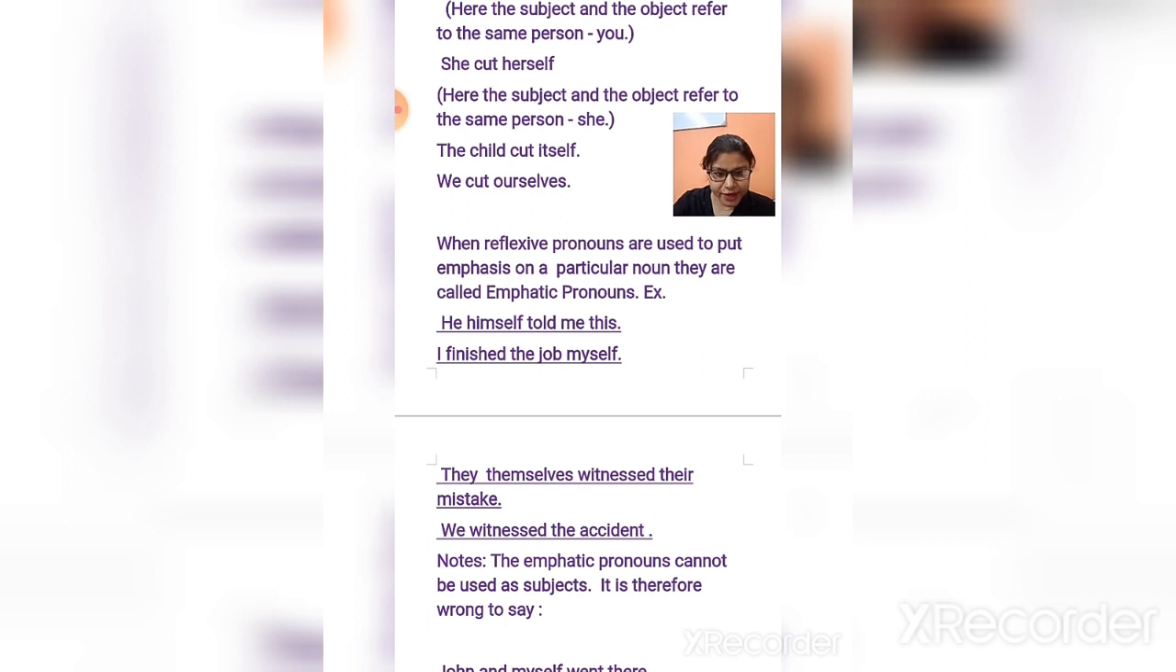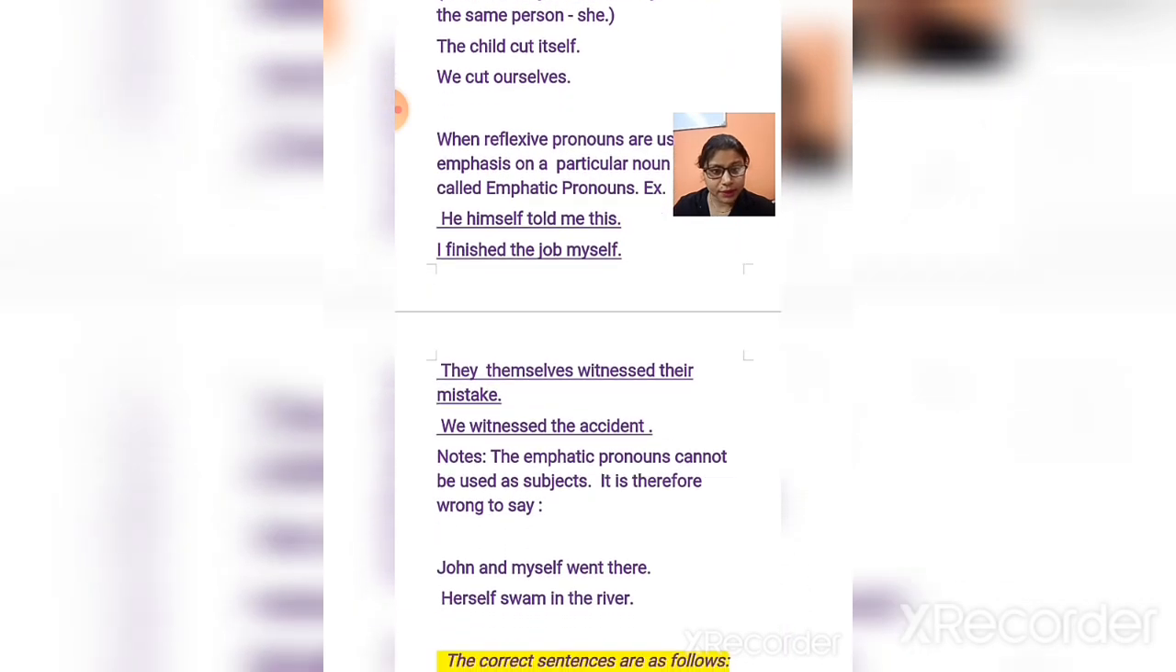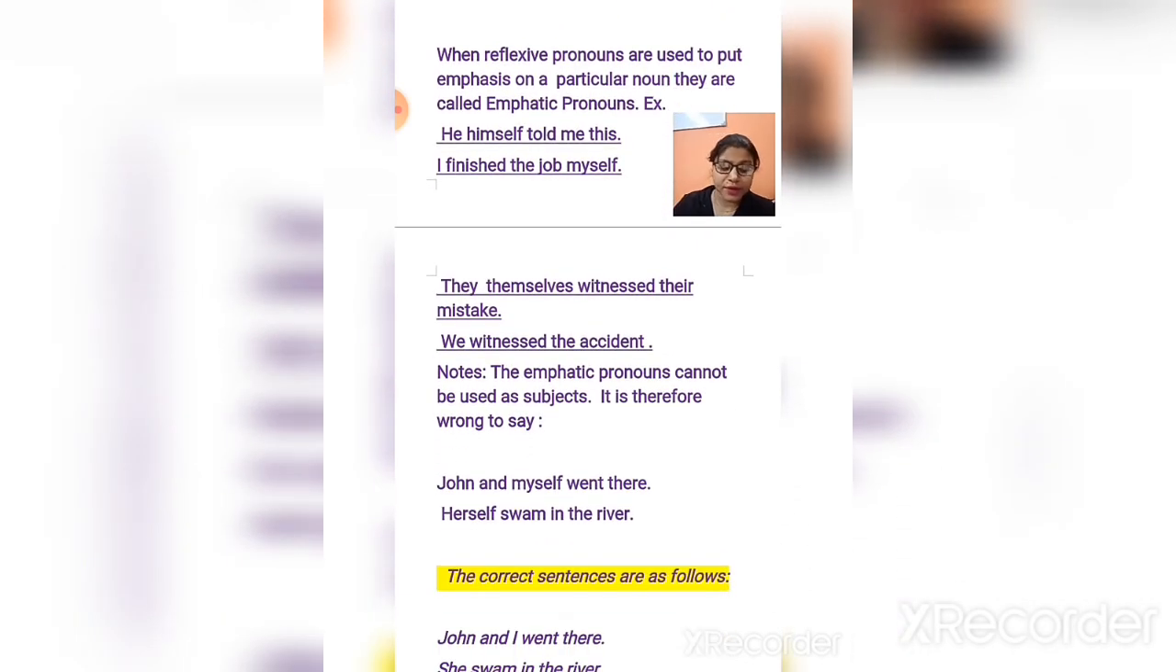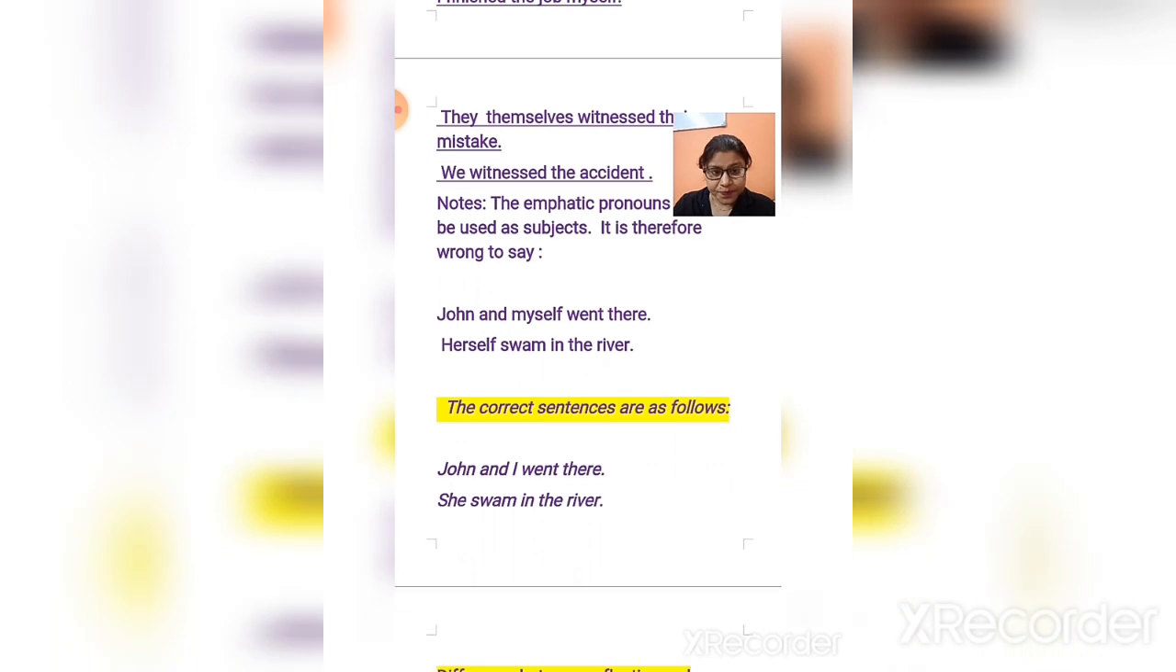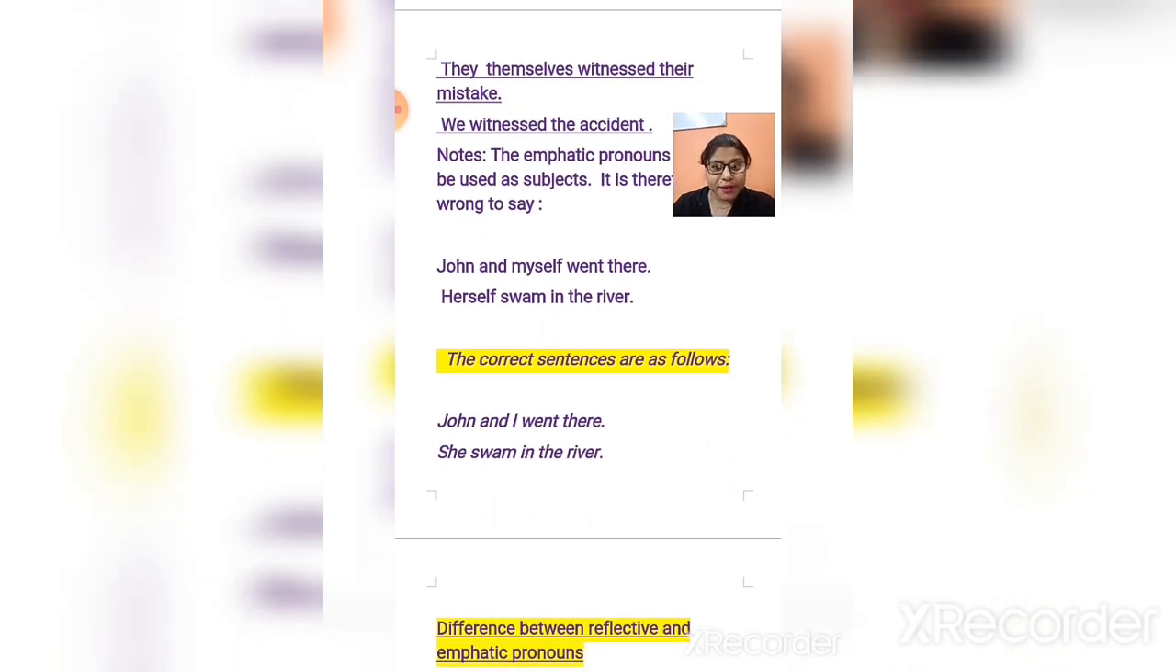Note: the emphatic pronoun cannot be used as a subject. It is therefore wrong to say, for example, John and myself went there. Here myself is used as a subject, so that is completely wrong.